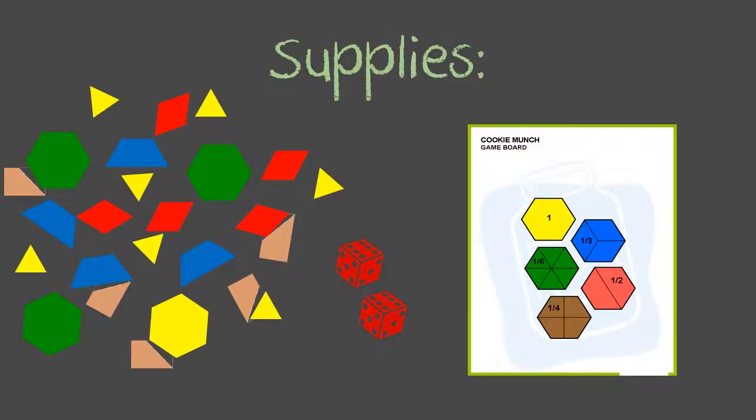The supplies that are provided in the pouch, along with the information sheet and directions, will be a Cookie Munch game board. There'll be 2 of them. Dice, and a bunch of pattern blocks.